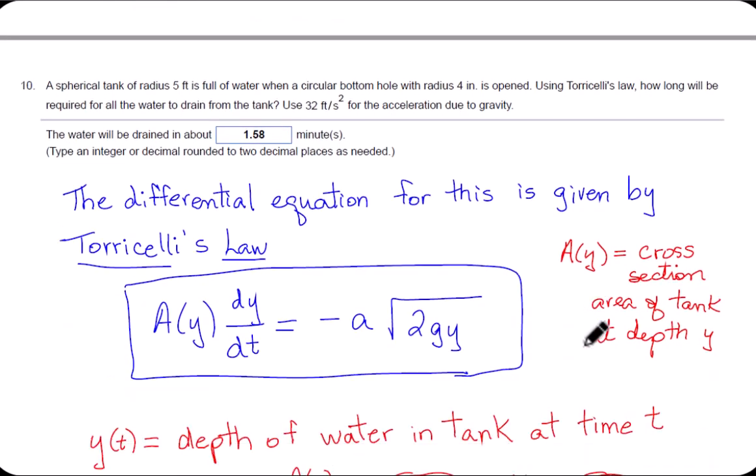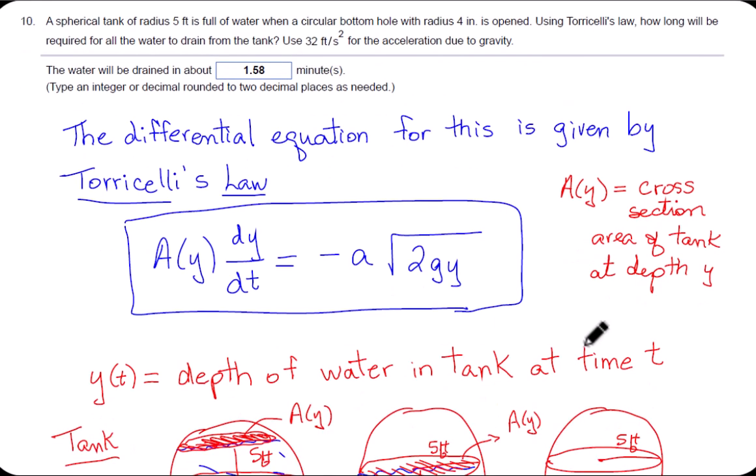All right, in question 10, we've got a spherical tank. It's a ball. It's got a radius of 5 feet. The tank has a circular hole in the bottom. So the tank is a sphere, and the cross-sectional area is a circle. The bottom hole here is 4 inches.